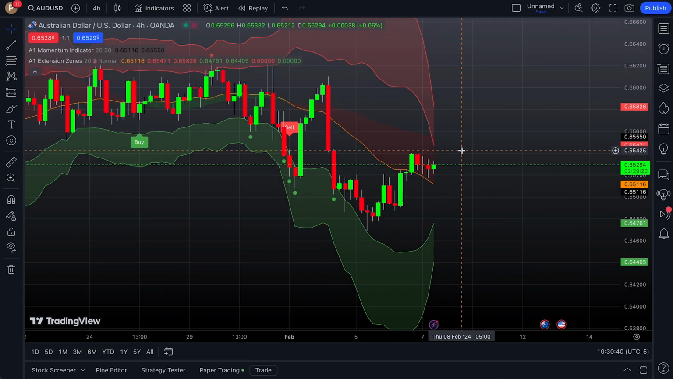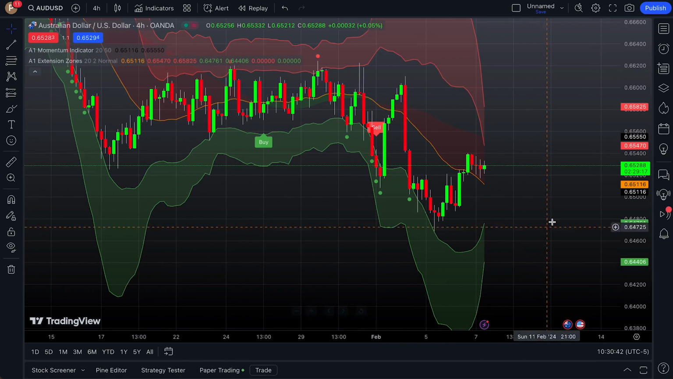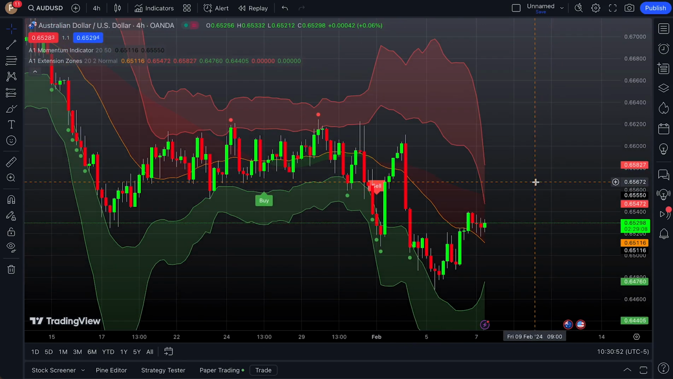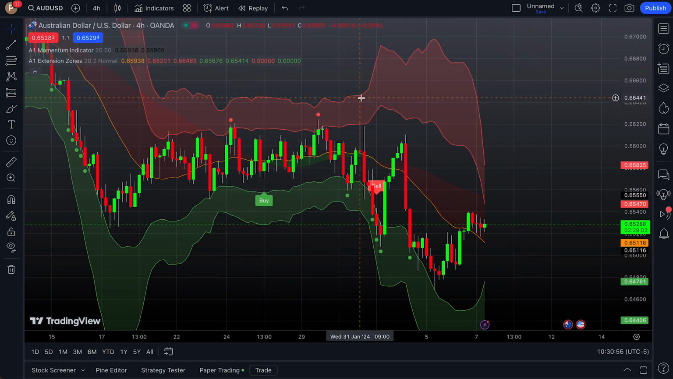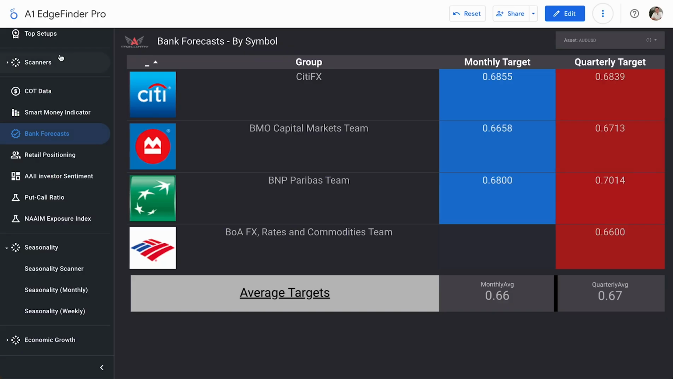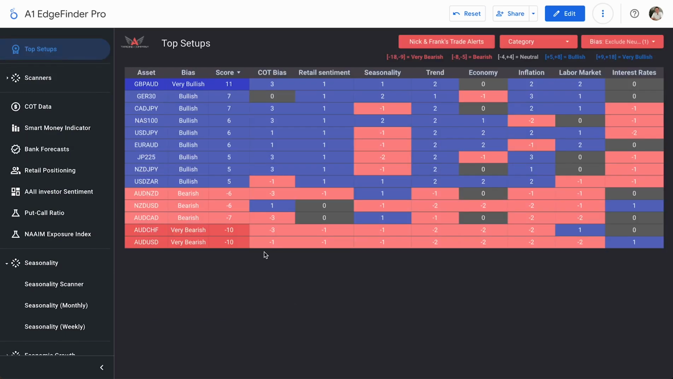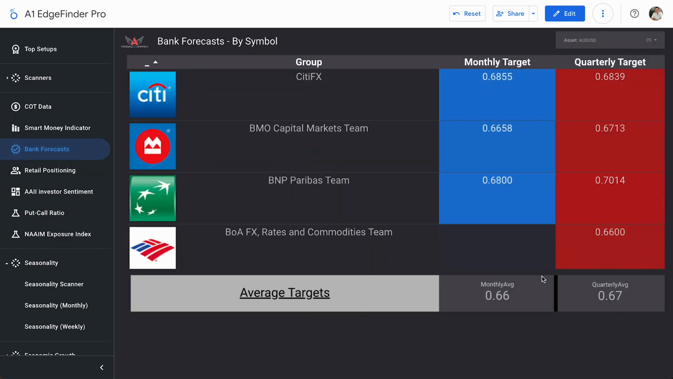So AUD USD has left us in a really interesting spot here, because on one hand, we have a lot of information pointing us towards the downside. In fact, I would say most of our information is pointing us to the downside, right? Because COT is still bearish. Retail is bearish. Seasonality is bearish. The trend over the past week or two has been bearish. And our fundamental scores here are bearish. Banks are really the only thing giving us a bullish signal.